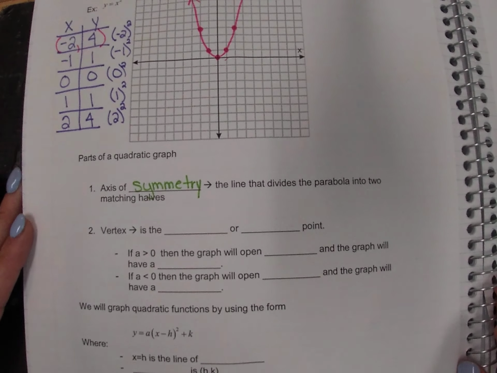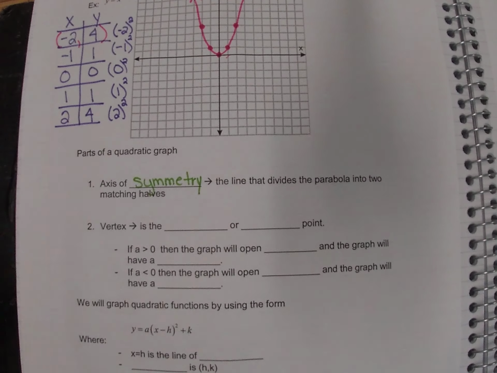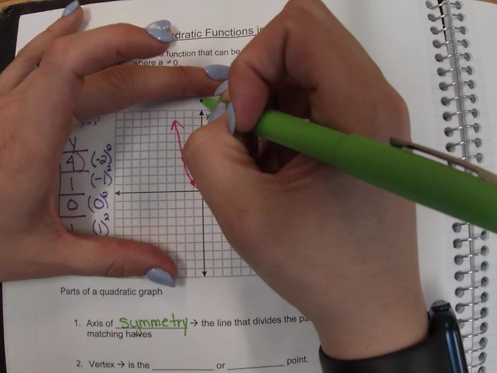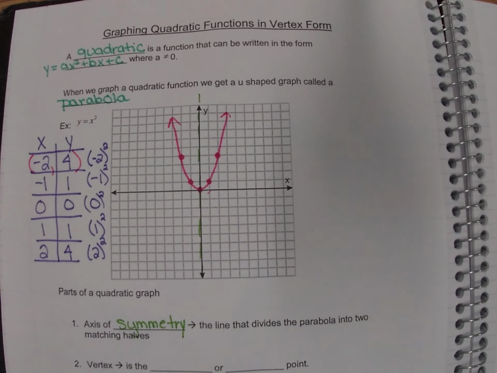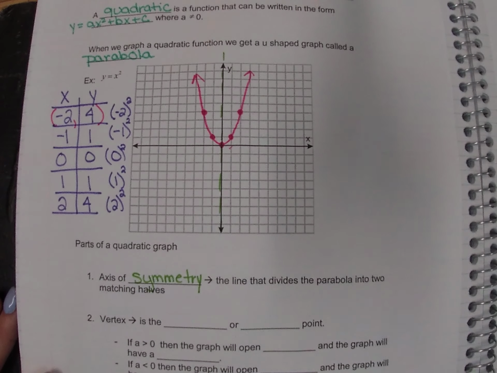An axis of symmetry is the line that's going to divide the parabola into 2 matching halves. So if I were to split this parabola right down the middle, my right side is mirroring the left side. It's a mirror image of it. That's what an axis of symmetry does.